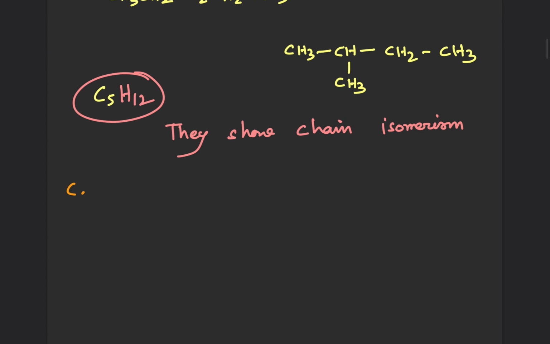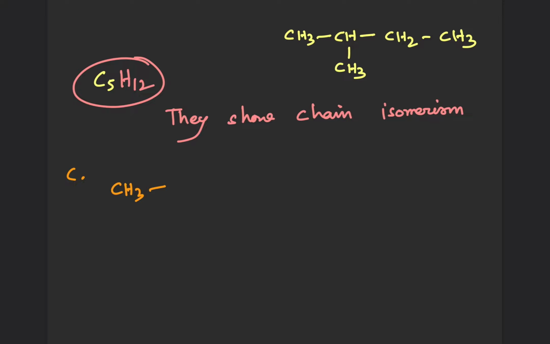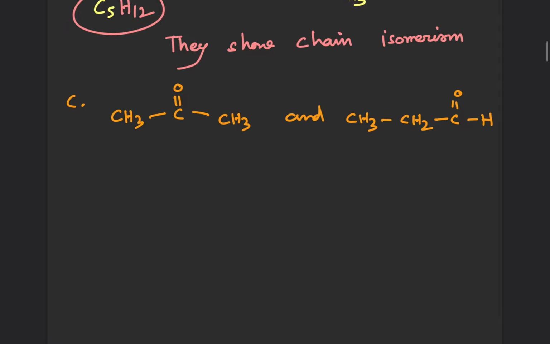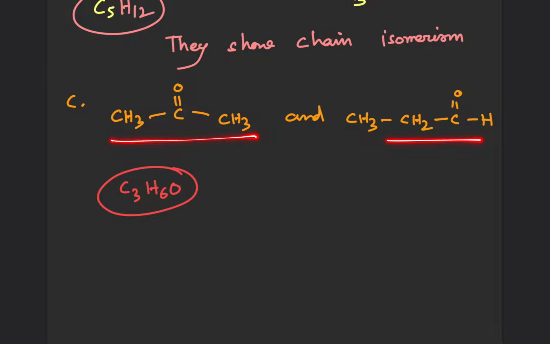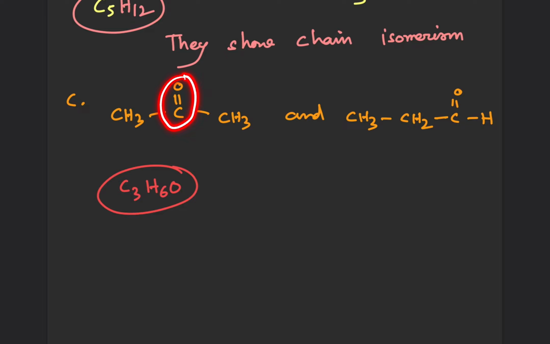Next we have CH3, C double bond O, CH3 and CH3, CH2, C double bond O, H. Both have the same molecular formula, that is C3H6O, but different structures. So they are isomers, but it cannot be metamerism because they have different functional groups. One contains the CO ketone group and the other contains the CHO, that is the aldehyde group.